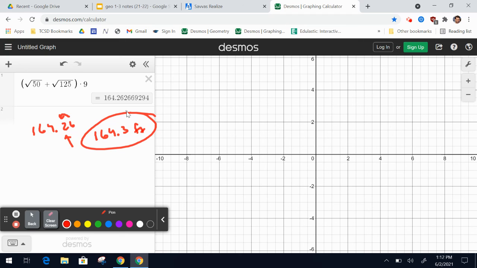Nice, awesome, so good. So hopefully you have a little bit of a grasp on midpoint distance and can find these measurements with no problem.